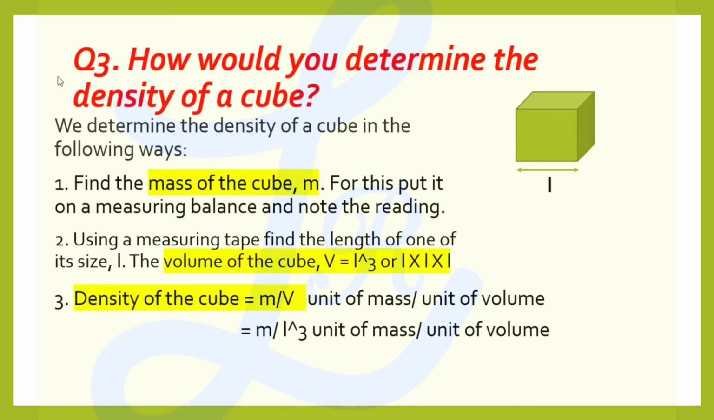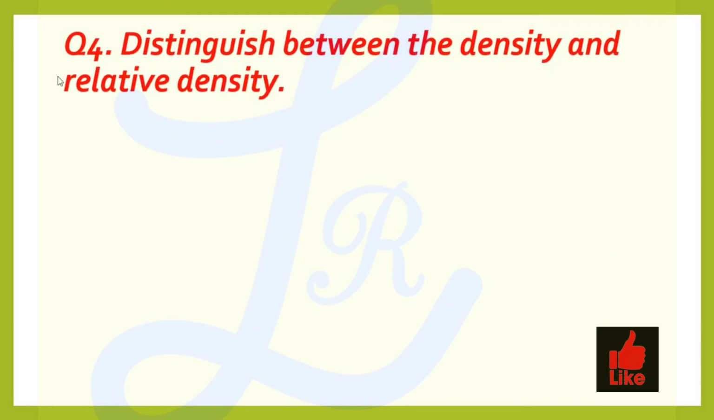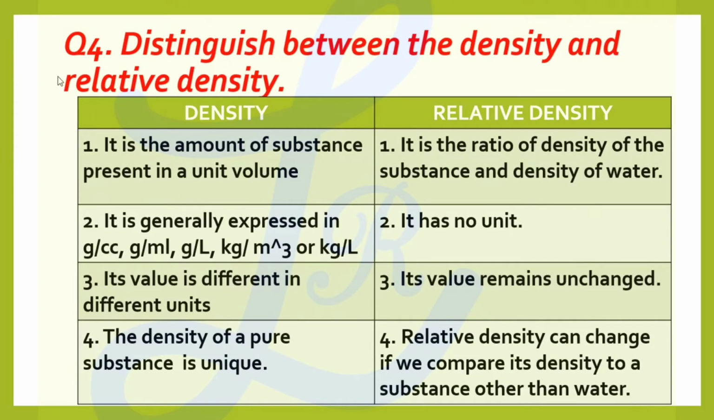Coming to our last question. The last question is: distinguish between density and relative density. Density is the amount of substance present in a unit volume. Amount of substance means how much mass is present in a unit volume. Relative density, we find out the ratio of the density of the substance to the density of water.